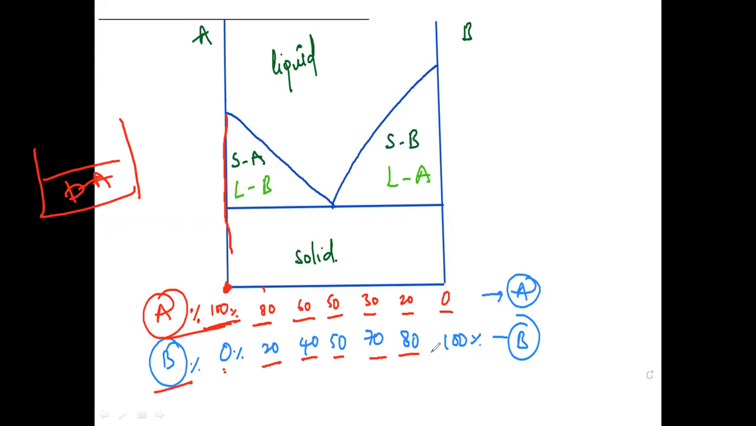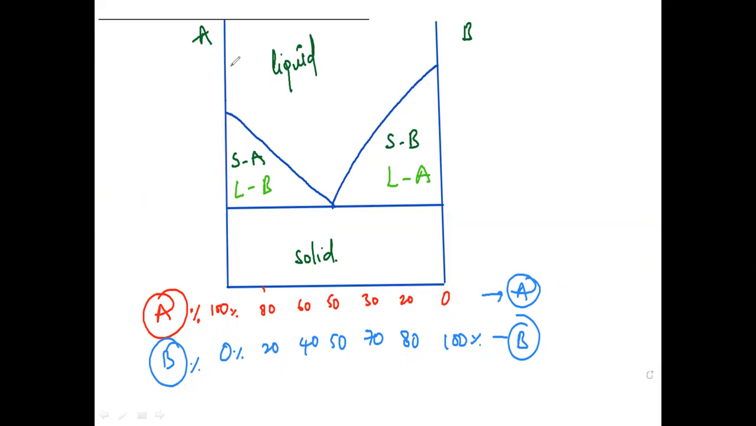So why is the percentage of B increasing here, and the percentage of A decreasing here? That you must understand. Now we need to understand two things here. The percentage is different from the composition. Here the total percentage is 100%, so first 100% is there. So let us take a point here.